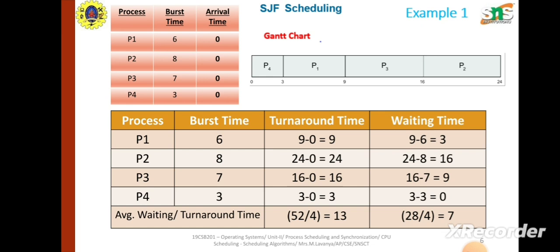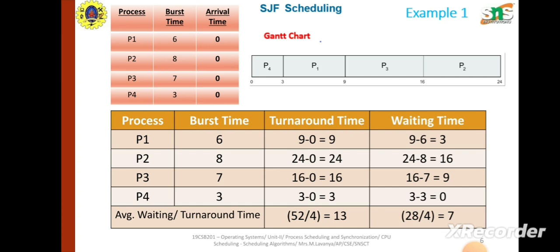Then next, the processes P1, P2 and P3 are now in the waiting queue. Comparing these three processes, the process P1 has the minimum burst time of 6 milliseconds. So next P1 will be allocated for the execution. So P1 starts at the time of 3 milliseconds and it ends at the time of 9 milliseconds. That is 3 plus 6 equal to 9. 9 is the completion time of process P1.